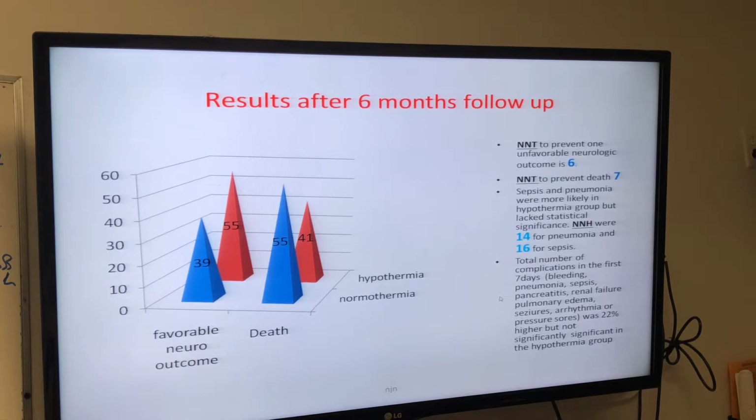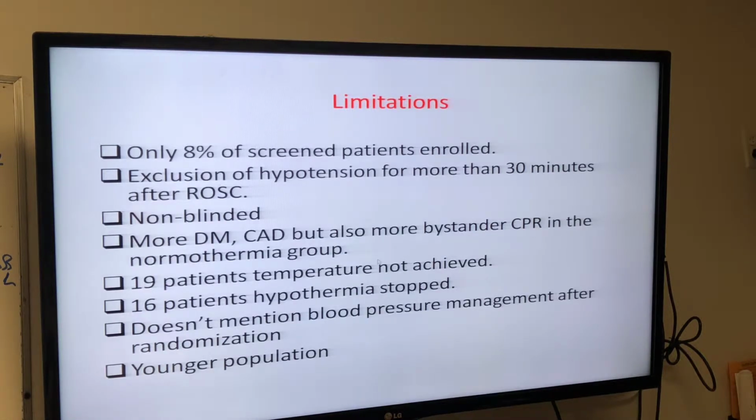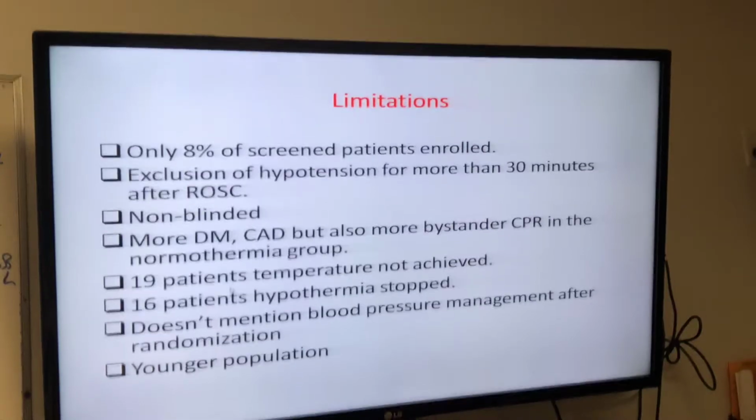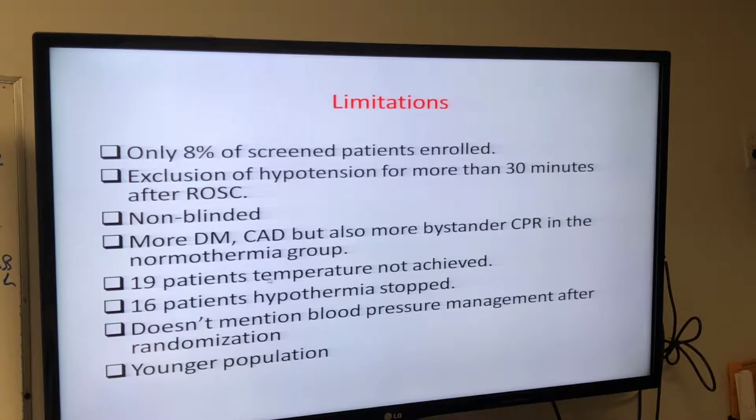So obviously made a big deal, and then of course the limitations, we know the limitations of the study, only 8% of the screened patients were enrolled, exclusion of hypotension, all of the stuff that we talked about, and it doesn't mention anything about blood pressure management. They didn't standardize the blood pressure management. The Mass General Stroke Service believes so much in these people actually having a blood pressure similar to strokes, like high blood pressure. When we used to use their protocol, we modified their protocol, and we actually used the MAP of 90 for all of those people.